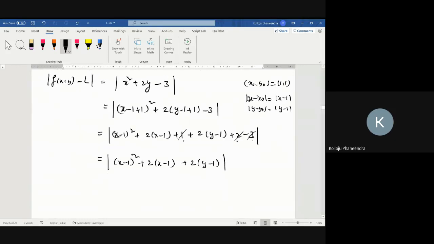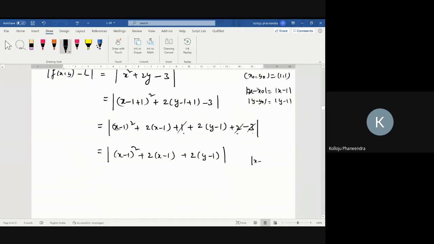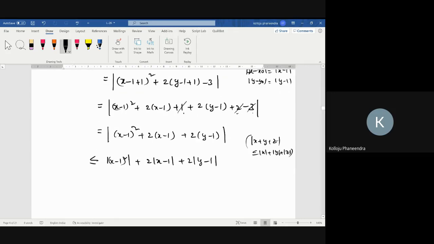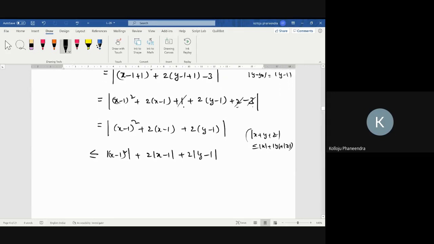Okay. So already, I told you mod of x plus y plus z is less than or equal to the sum of individual mods. This is the principle. So this is less than or equal to mod x minus 1 whole square plus 2 into mod x minus 1 plus 2 into mod y minus 1. And remember, whenever a condition is there.